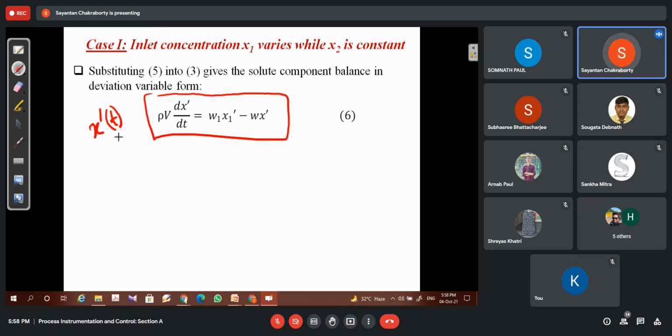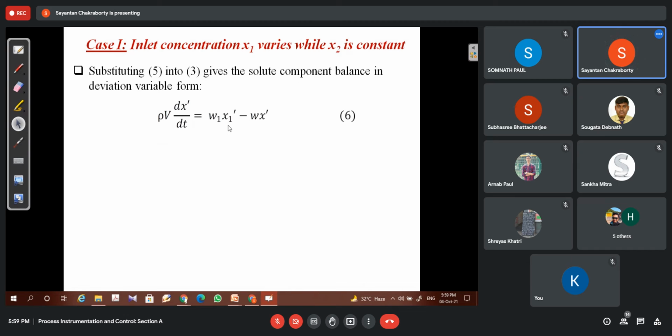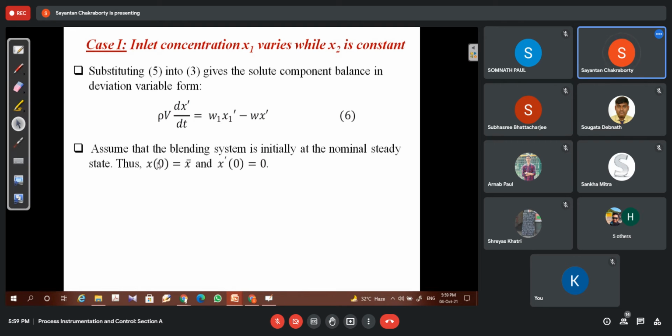Mind it, this is not the absolute value of x. This is the variation of x with respect to the nominal steady state value x bar. So this solution will give us the variation with respect to x1 prime, which is the deviation of x1 with respect to the nominal value x1 bar. Without any loss of generality, we can consider that x0 is x bar. That is, the initial value of the steady state is x bar, because it was normally at nominal steady state before we perturbed it.